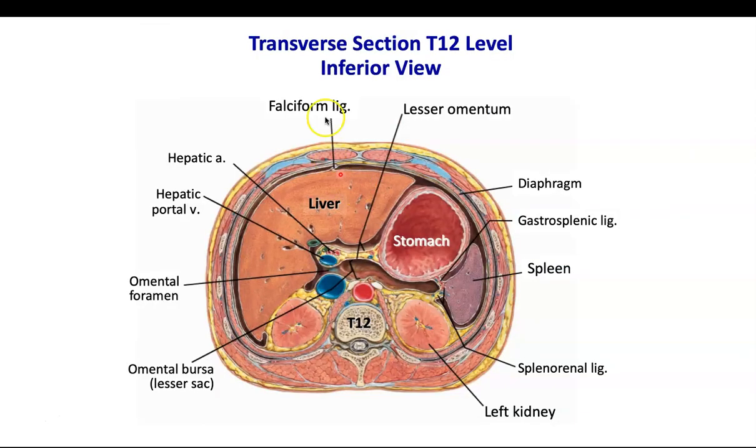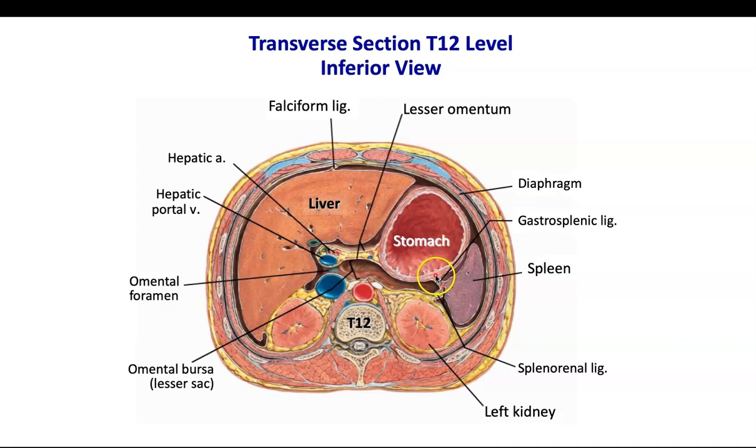Now, this is a transverse section of the abdomen around the T12 level. This will give us some idea about the spleen and its surrounding structures. As I said, the spleen lies behind the stomach in the left hypochondrium or upper left quadrant. And then you can see the peritoneal reflection also, the double fold of peritoneum. As I mentioned before, when the double layer of peritoneum connects two organs, we call them peritoneal ligaments.